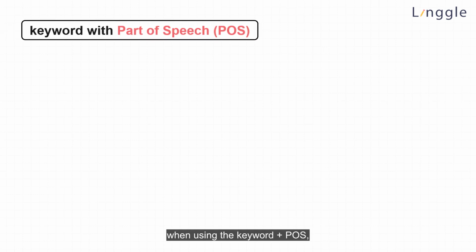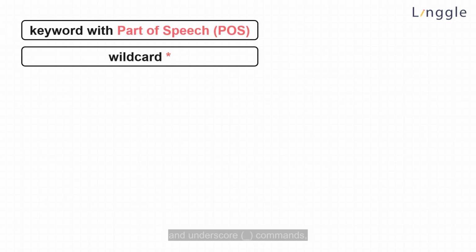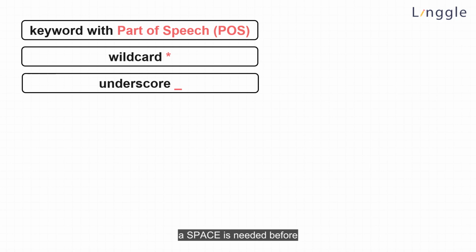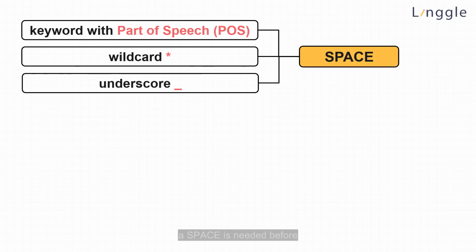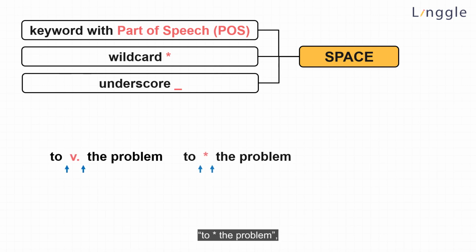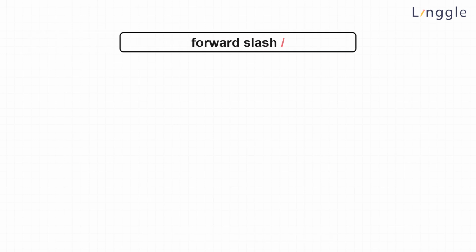Please keep in mind that when using the keyword plus part of speech, wildcard, and underscore commands, a space is needed before and after the command. For example, to verb the problem, to wildcard the problem, and to underscore the problem. The only exception is the slash, like the example we used previously.